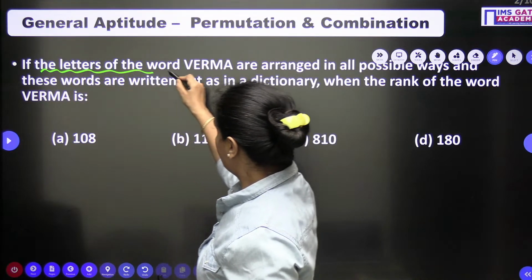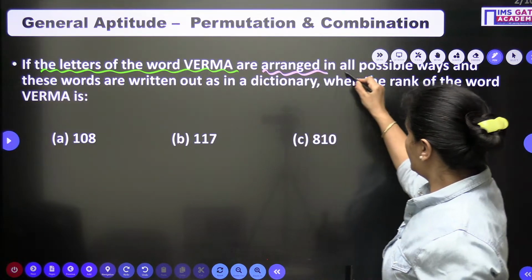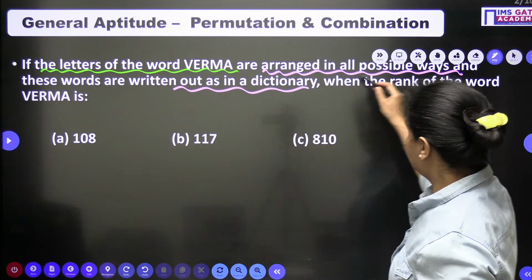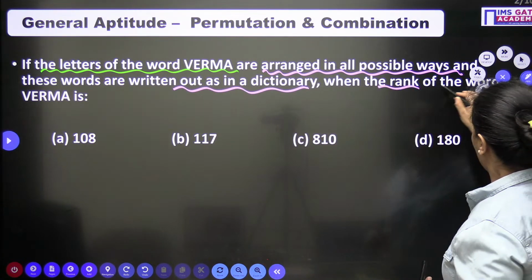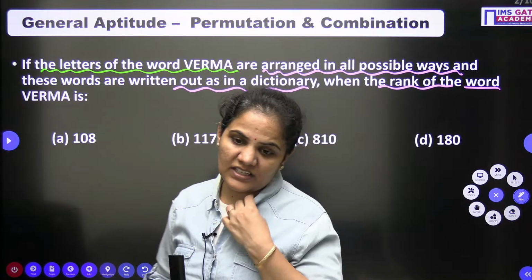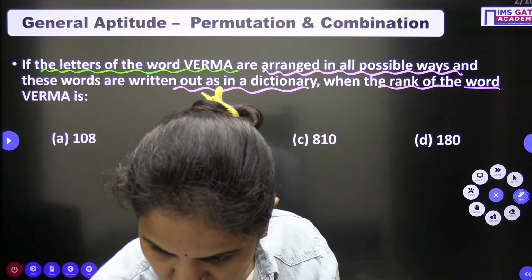If the letters of the word Verma, V-E-R-M-A, are arranged in all possible ways and these words are written out as in a dictionary, then what is the rank of the word Verma? We need to find that out here. So how to approach, dear students?